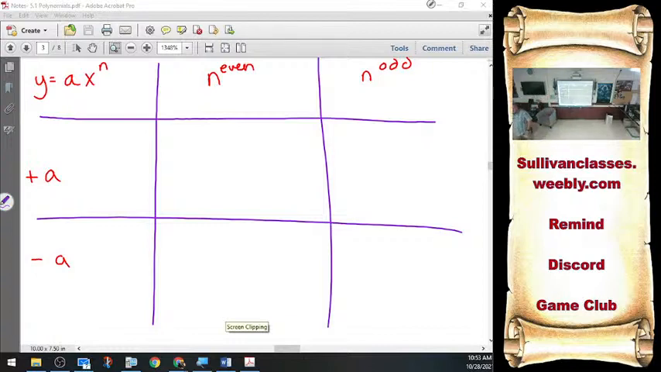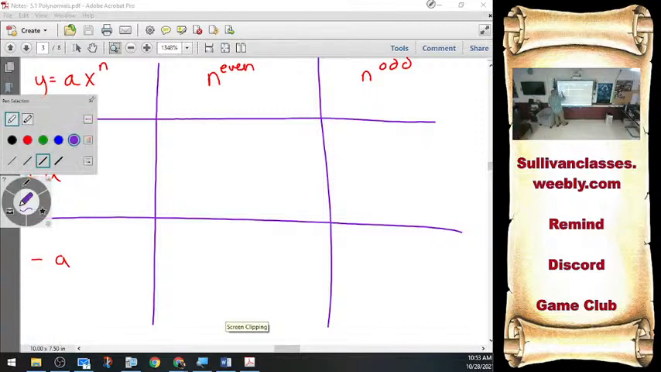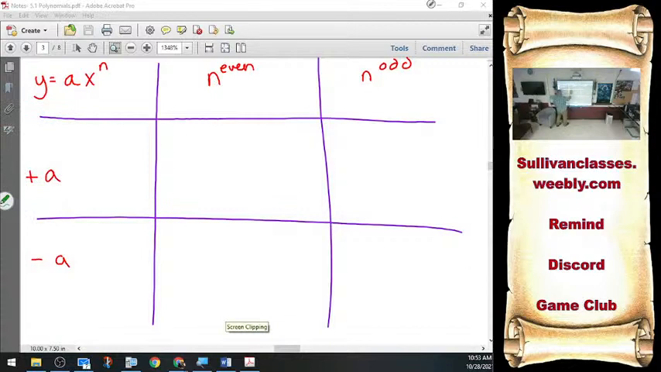When I look at my leading term, I'm going to call it ax to the n. A is the coefficient in front of it, n is the degree. If I have a positive even polynomial like y equals 3x to the fourth blah, blah, blah, blah, stuff.